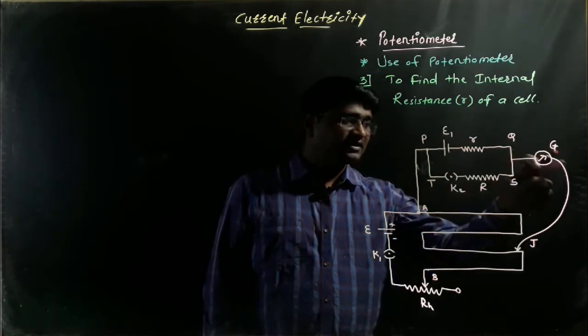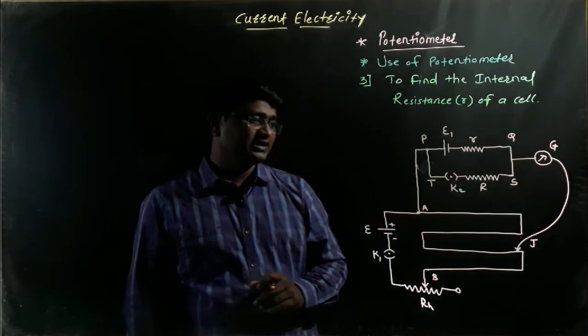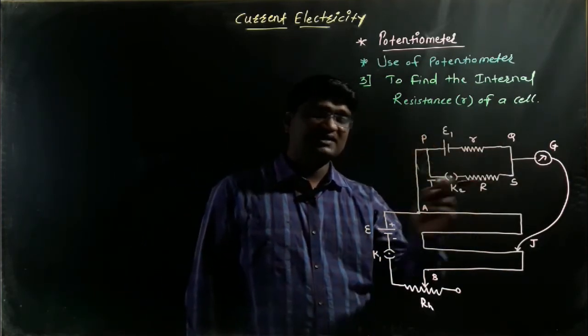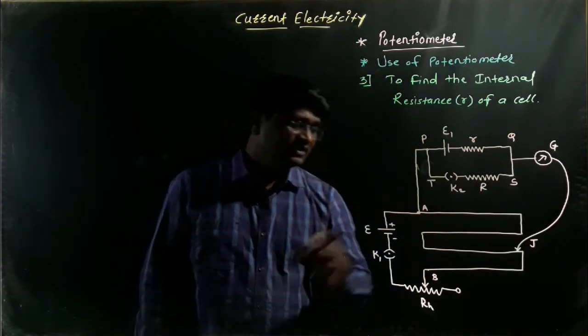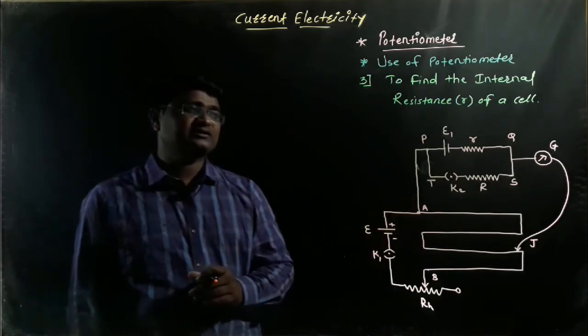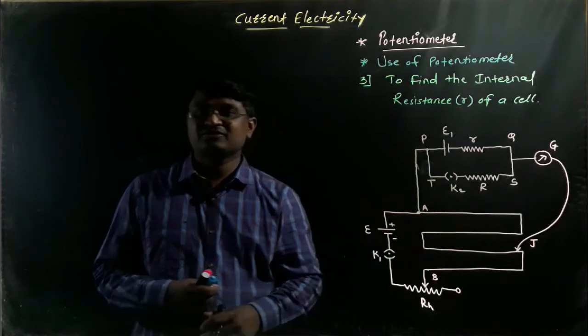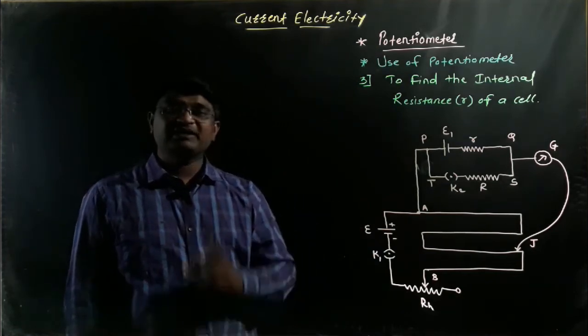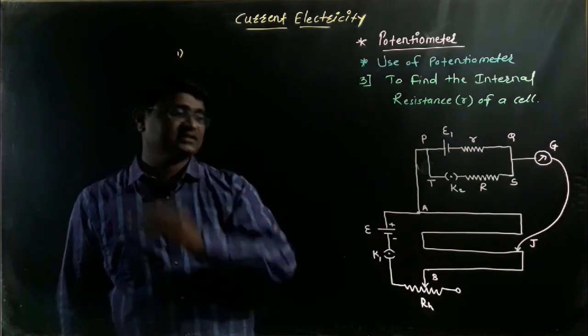The other end of the galvanometer is connected to the jockey. So this is a complete closed loop circuit, denoted by PQST. With the help of this we find out the internal resistance of the given cell, that is epsilon 1. So how does the given circuit work? Let's see. It works mainly in two ways. The first way we are discussing here.